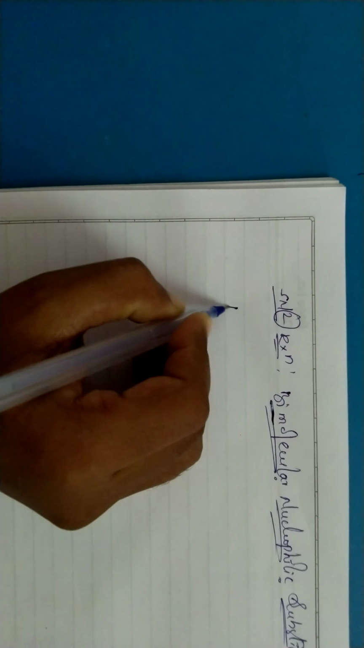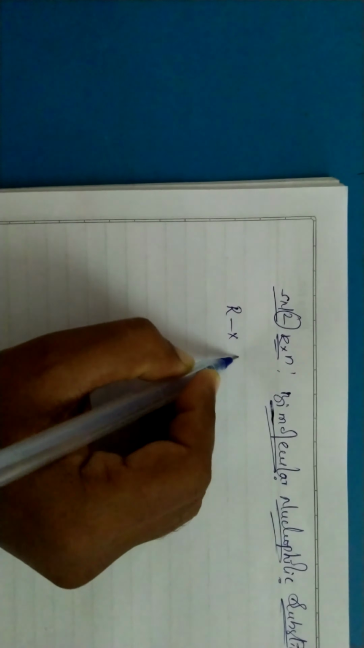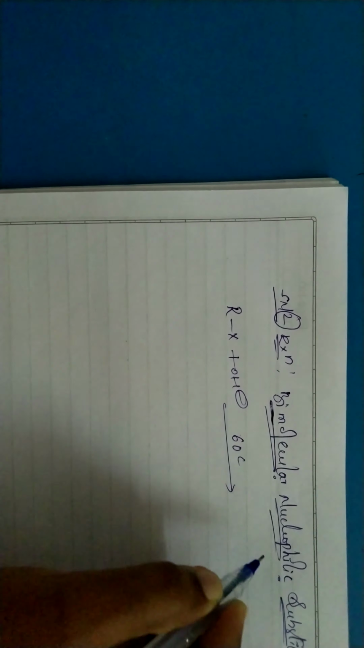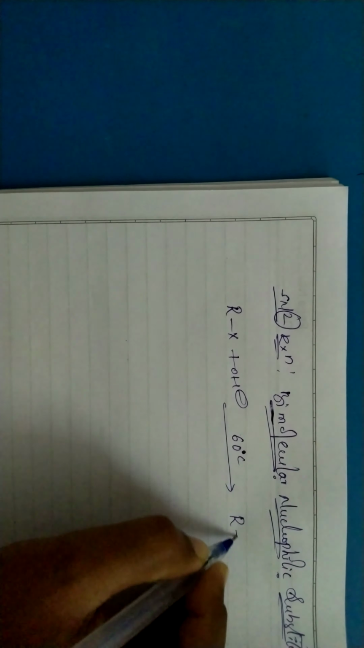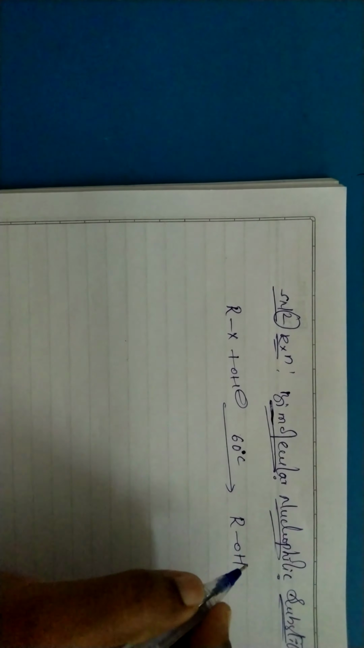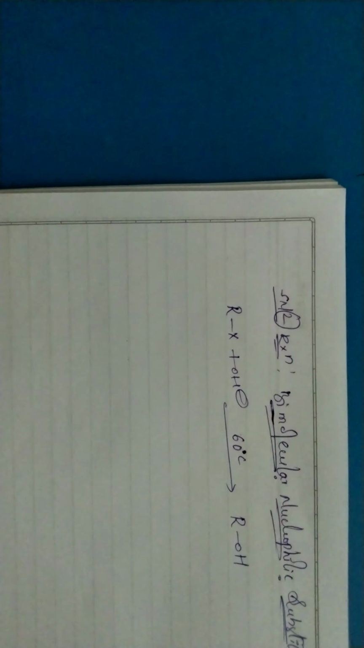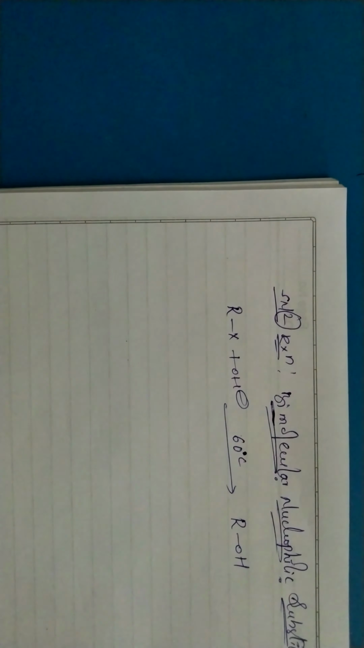For example, we are taking here RX plus OH minus. We have to heat the reaction and we get the alcohol. The reaction is the same but the mechanism is different. In both SN1 and SN2 the product is the same, the alcohol. The reactant is only alkyl halide and the product is alcohol, but the difference is in the rate.